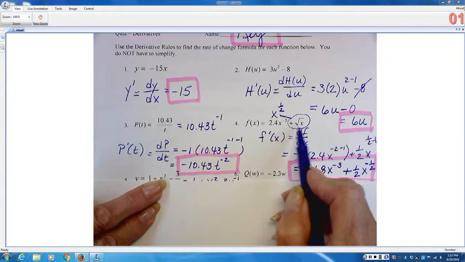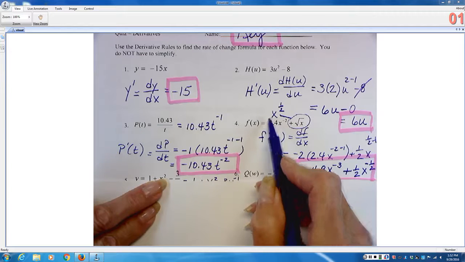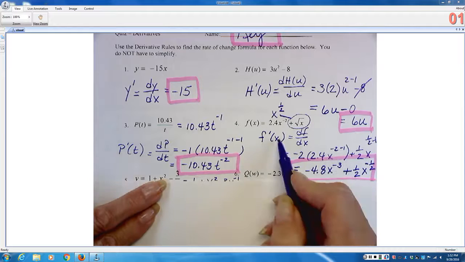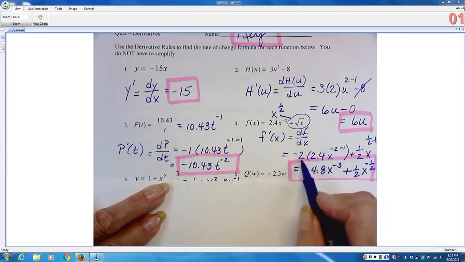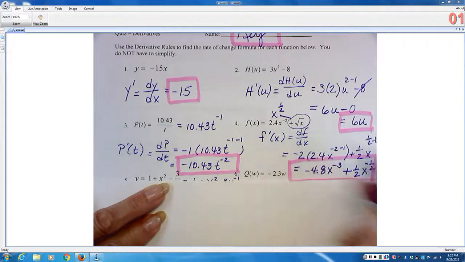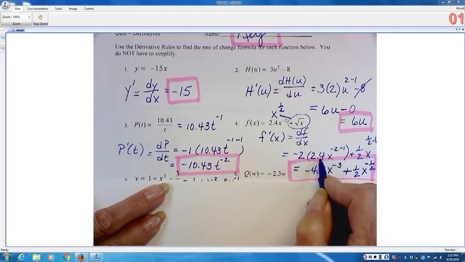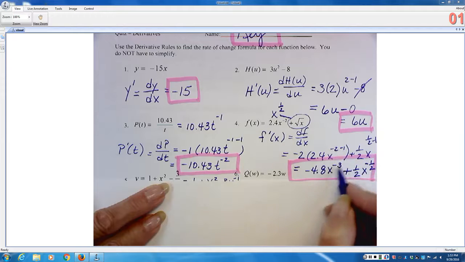You have to rewrite square root of x as x to the 1/2. So then f prime of x is df over dx, and it is written as negative 2 comes down in front, so negative 2 times 2.4 is negative 4.8, and then negative 2 minus 1 makes x to the negative 3, and since x is to the 1/2 power, the 1/2 comes down in front, and reduce the 1/2 by 1, and it becomes negative 1/2.